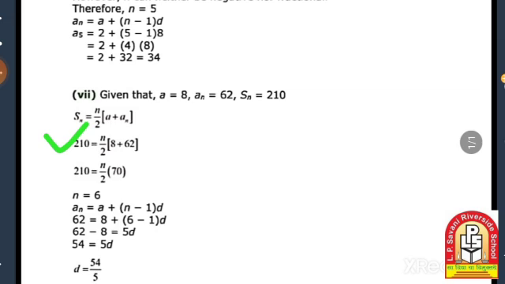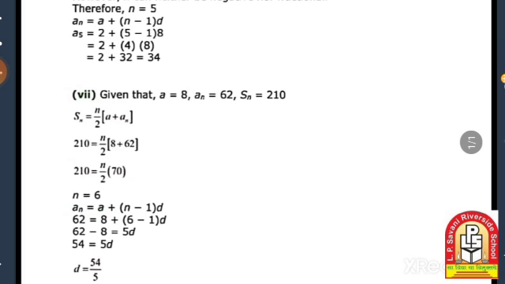Sn is equal to n by 2 in the bracket a plus an. Okay, so we know the first term is a, so put the value of a is equal to 8 and an is equal to 62, and Sn is equal to 210. So 210 is equal to n by 2 in the bracket 8 plus 62. So 210 is equal to n by 2 into 70, since 62 plus 8 is 70.